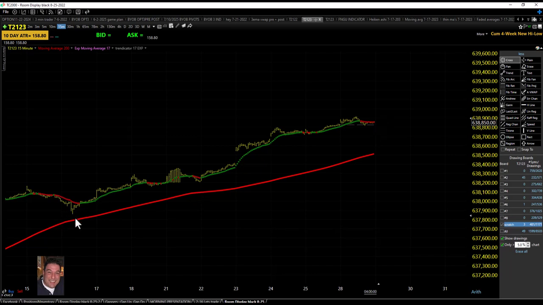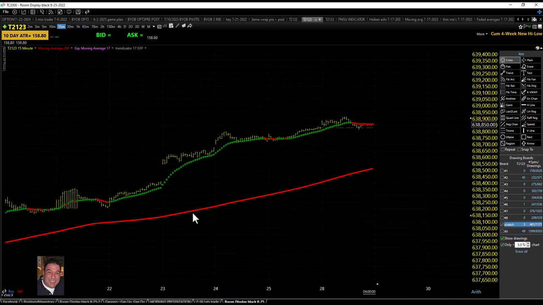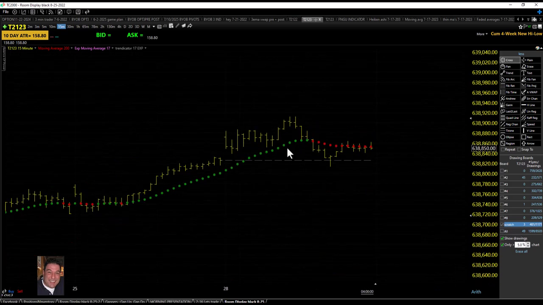Here's some lows. Here's a low. There's a higher low. Got some highs: 1, 2, 3 highs. Got a higher high. That's an uptrend. All right, so price action up over this rising 200 SMA. Hey, that's bullish. We got a bullish gap up that did get filled by the bears.